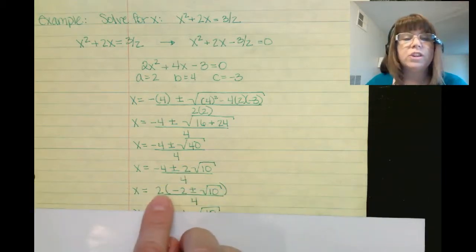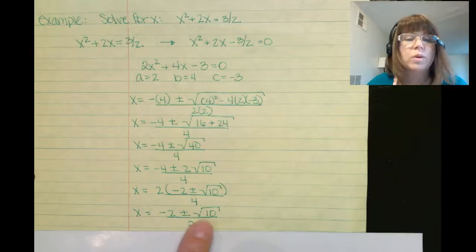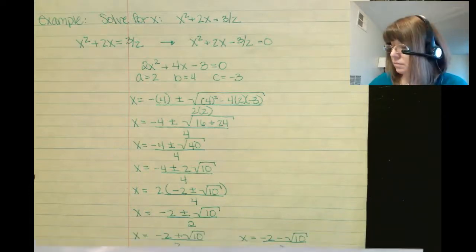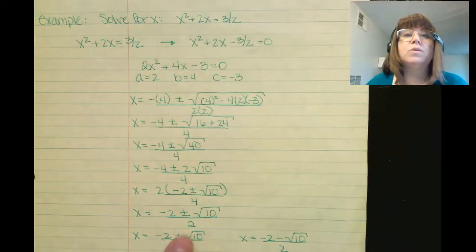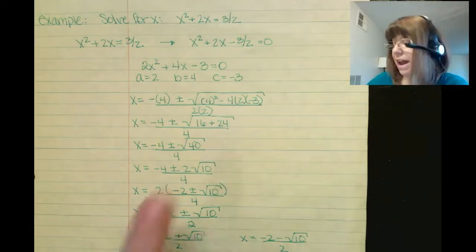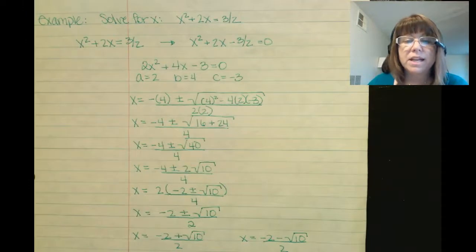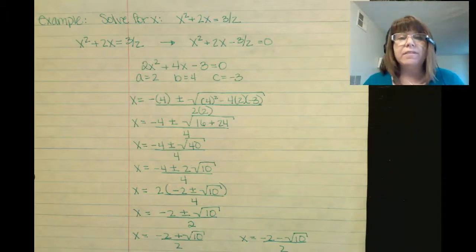I can factor out a 2 in the numerator and simplify, giving me negative 2 plus or minus the square root of 10 all over 2. So my answers are x equals negative 2 plus the square root of 10 all over 2 and negative 2 minus the square root of 10 all over 2. Now I'd like to see you factor that original problem to see if you could come up with the real solutions of negative 2 plus or minus the square root of 10 all over 2. It would be pretty difficult. So this formula that we have in our fingertips now is really pretty powerful.